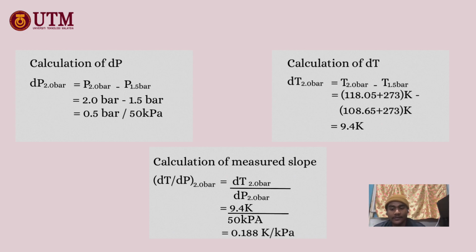The last calculation is the calculation of measured slope. To calculate the measured slope, we use the formula: delta T over delta P at 2.0 bar absolute pressure equals delta T at 2.0 bar absolute pressure over the delta P at 2.0 bar absolute pressure. In the example we have 9.4 Kelvin over 50 kilopascal, and we got 0.188 Kelvin over kilopascal.